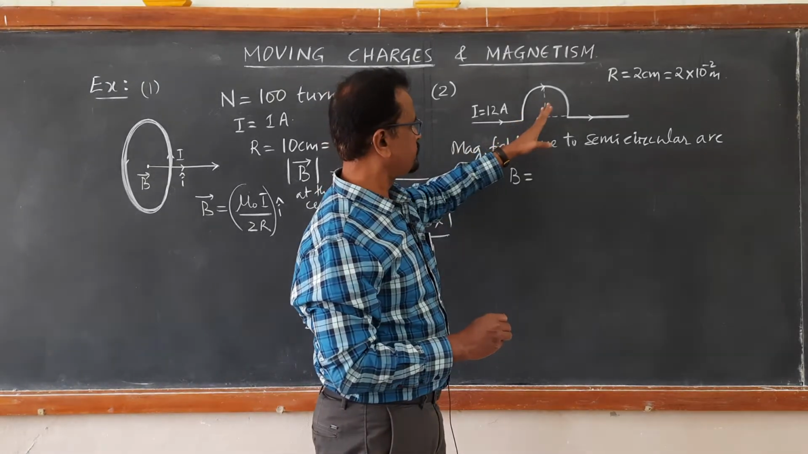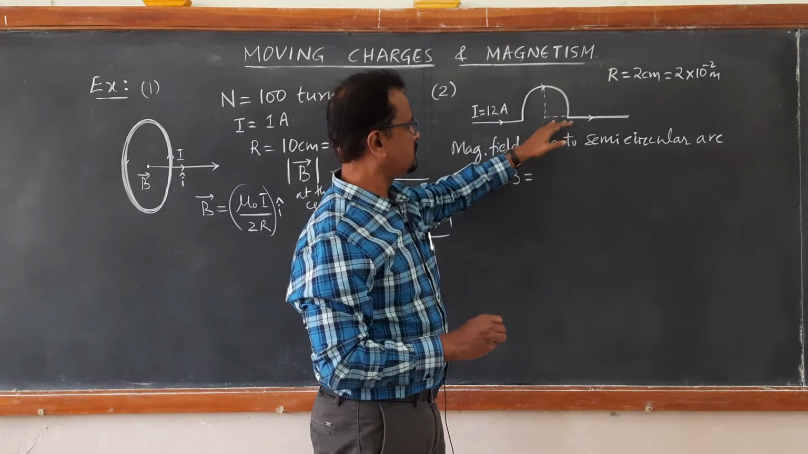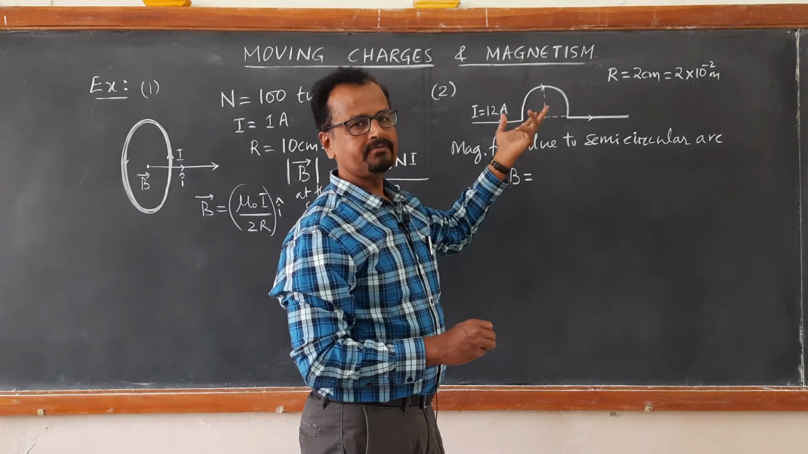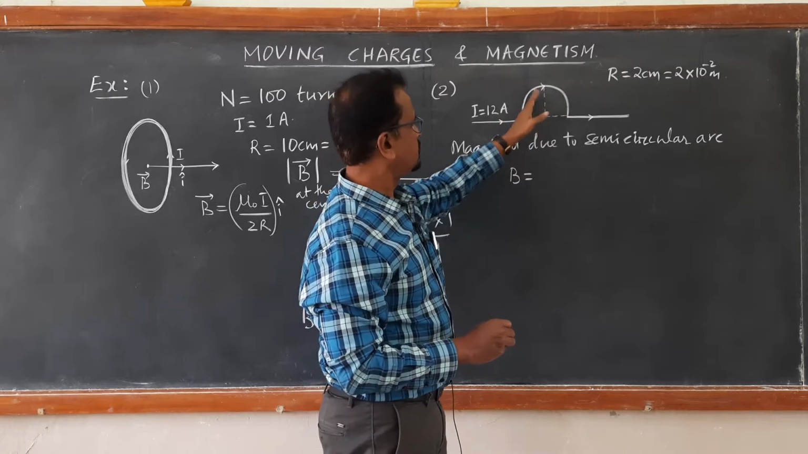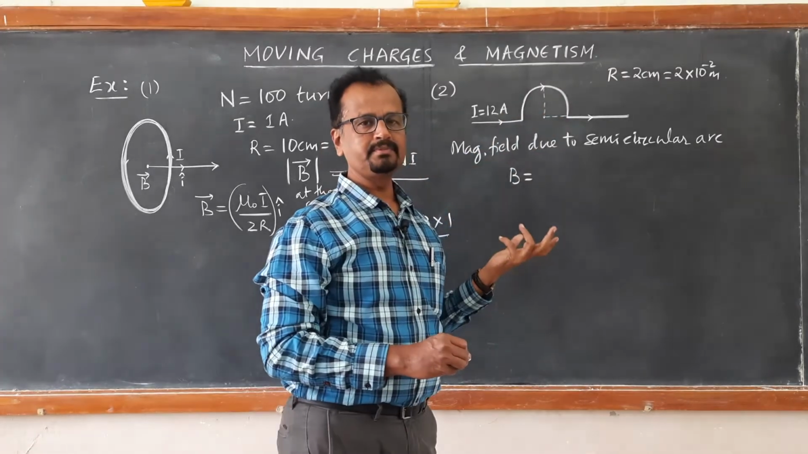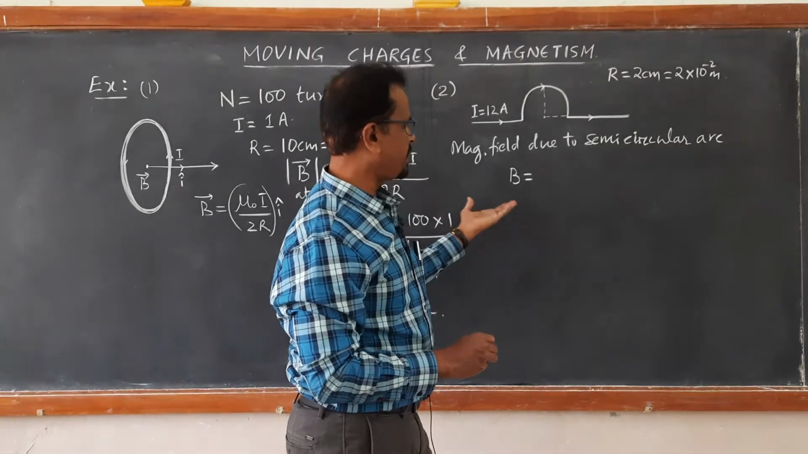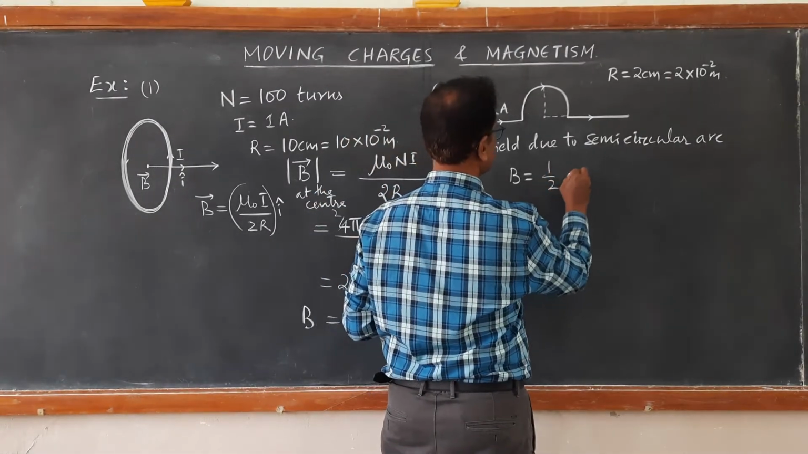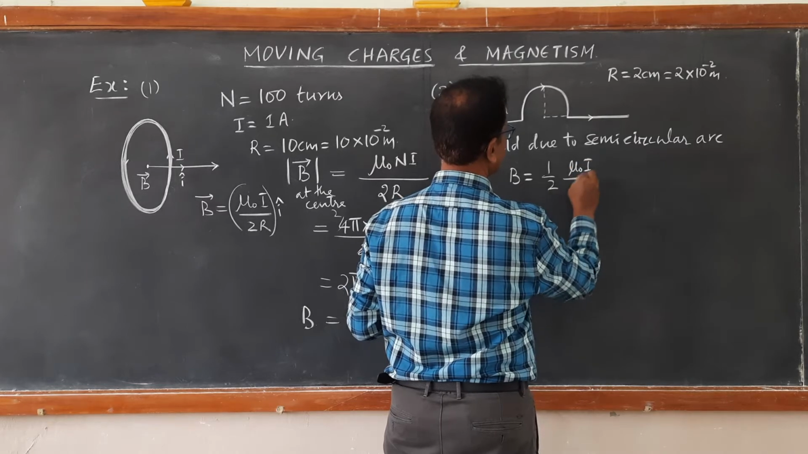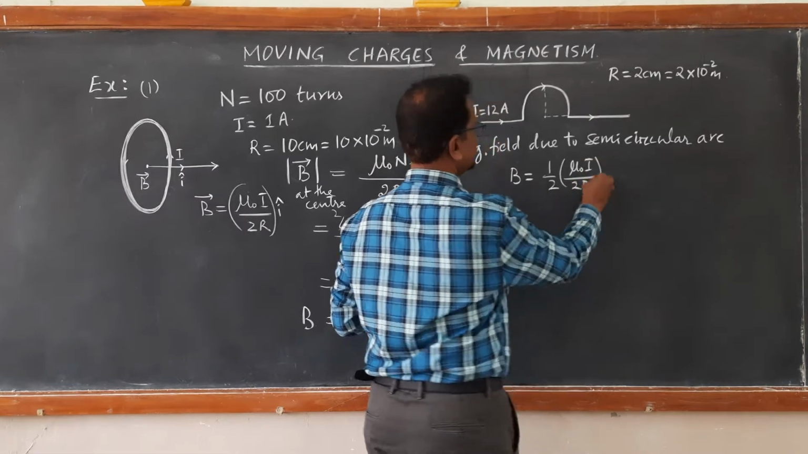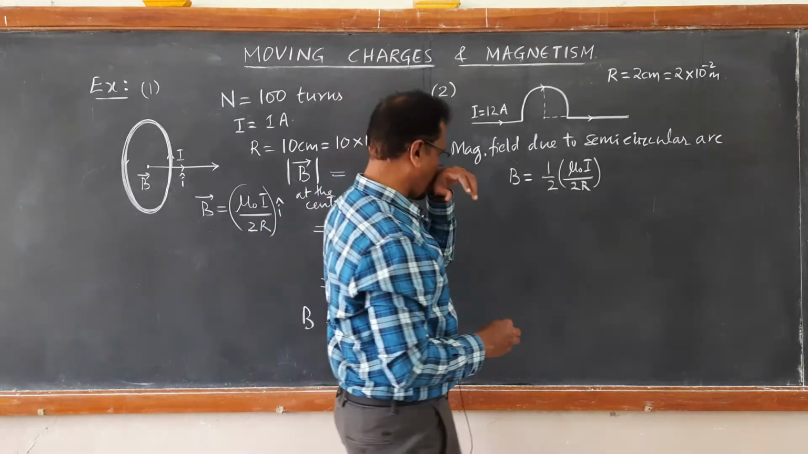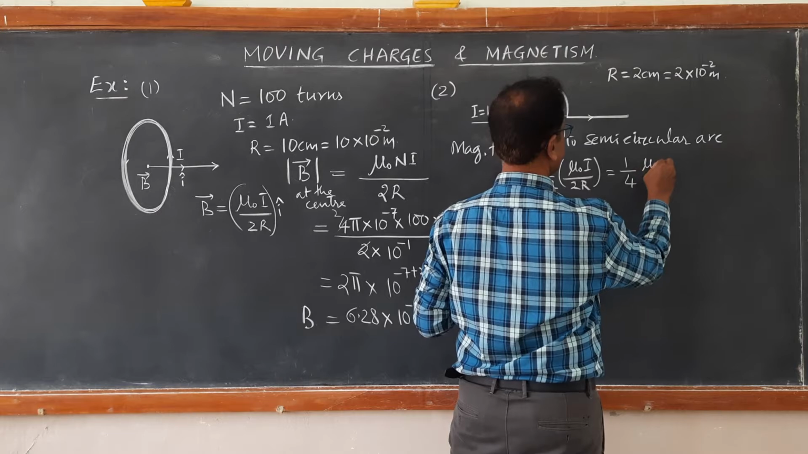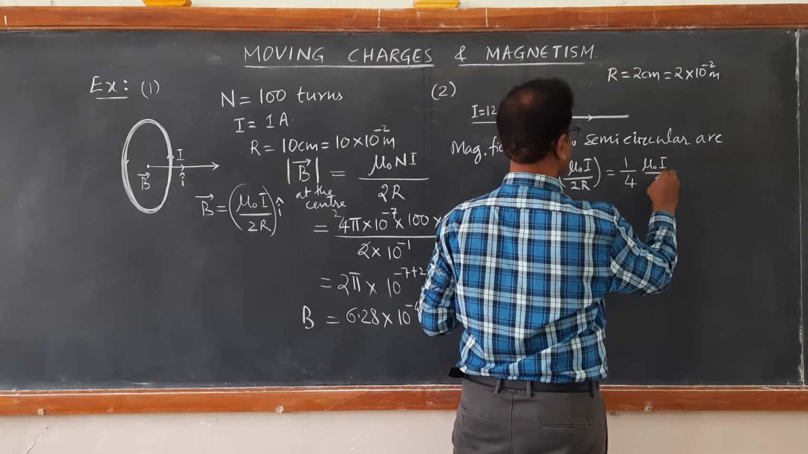So if you sum up, you will get the entire length of the loop as half of the circumference. Half of the circumference means pi r. Therefore, the magnetic field will be exactly half. So I can write half times mu naught I upon 2r. That becomes 1 by 4 times mu naught I upon r.